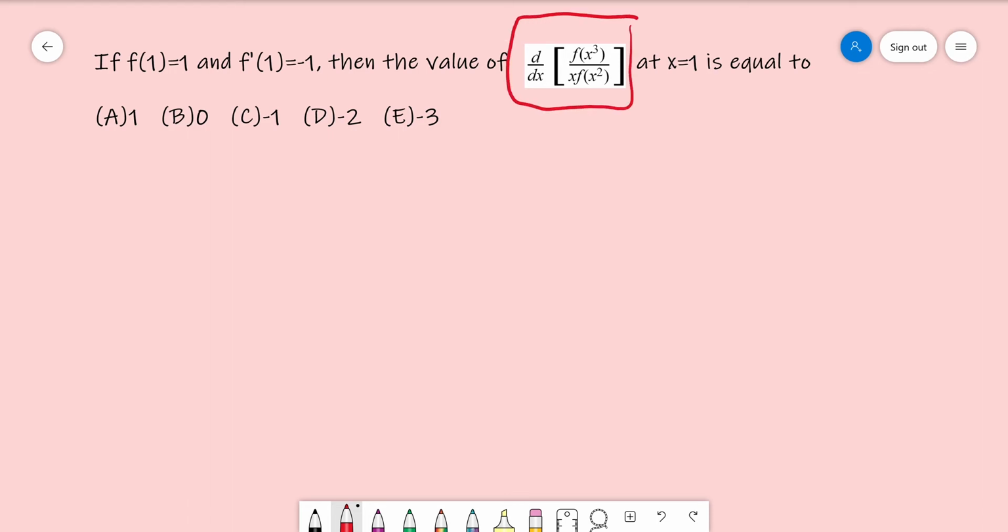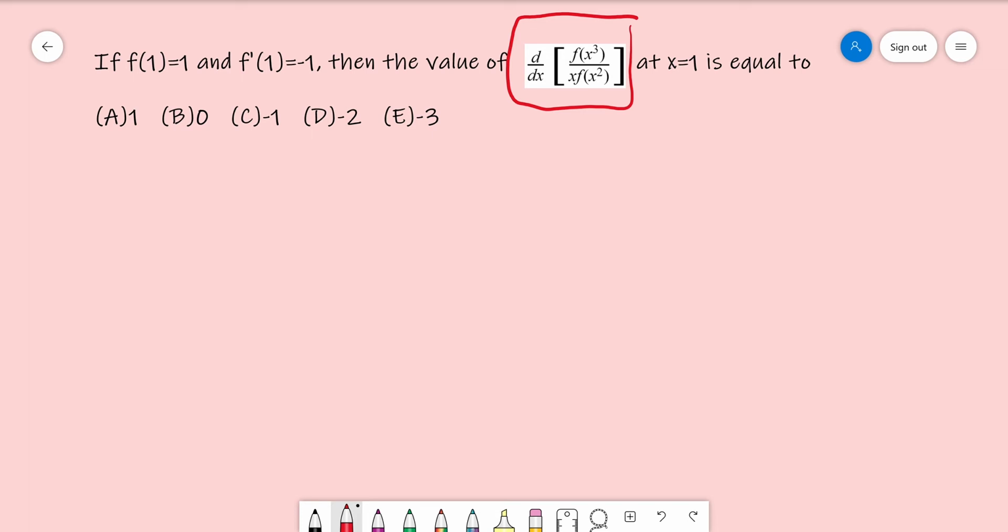So we're going to need to use the quotient rule, and there's also a product in the denominator, x times f of x squared, so we're going to use the product rule there. And then we're also going to need to use the chain rule because we're taking the function of x cubed and the function of x squared. So we've got quotient rule, product rule, and chain rule all in one. Alright, so let's start with the quotient rule.